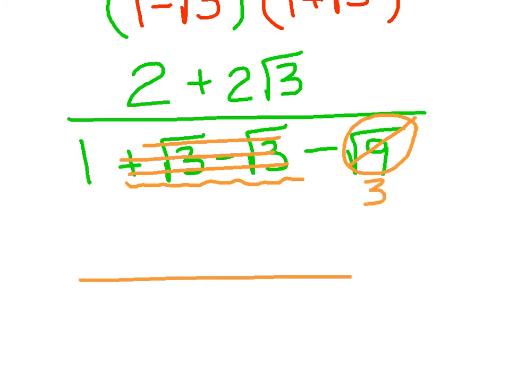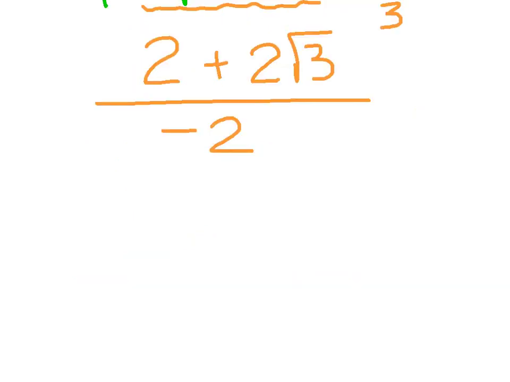So as I go to write my final answer, on top, these are not like terms. This does not have a radical 3. This does, so I cannot put them together. I've got 2 plus 2 radical 3 divided by, I have a 1 and a negative 3, which is going to get me a negative 2.